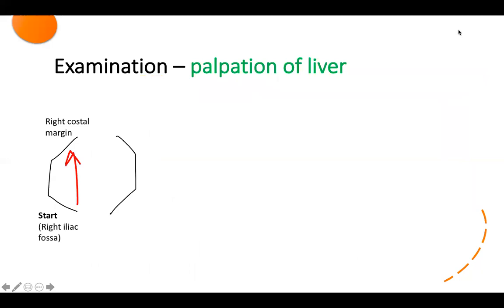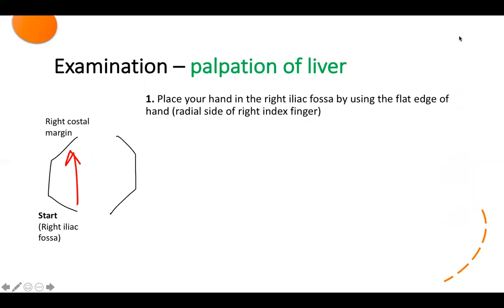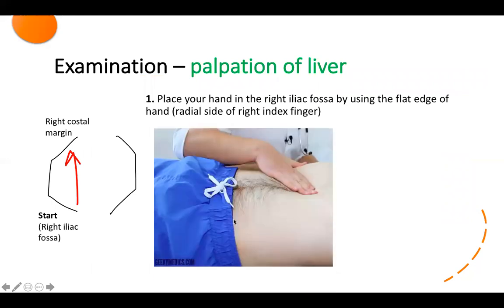Okay. Once you've done a light and a deep palpation of the nine quadrants of the abdomen, you want to specifically palpate for certain organs. You start with the liver. And how we start this is you want to place your hand in the right iliac fossa by using the flat edge of your hand. So that's how it's supposed to look. So you want to place the right hand and the radial side of the right index finger. So this is quite high up, but imagine this hand was in the right iliac fossa, which is your starting point. And that's how you want to place your hand when you're beginning the palpation of the liver.